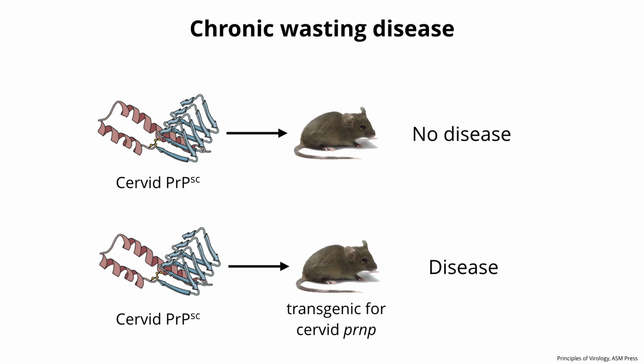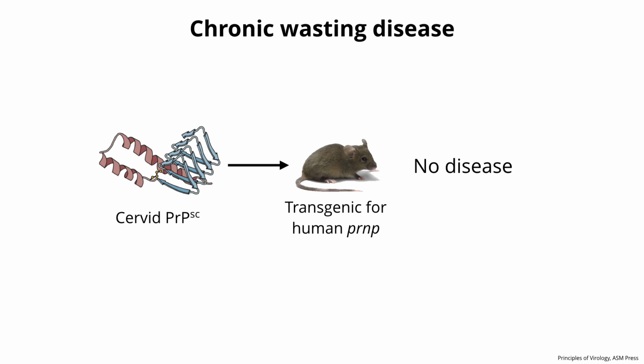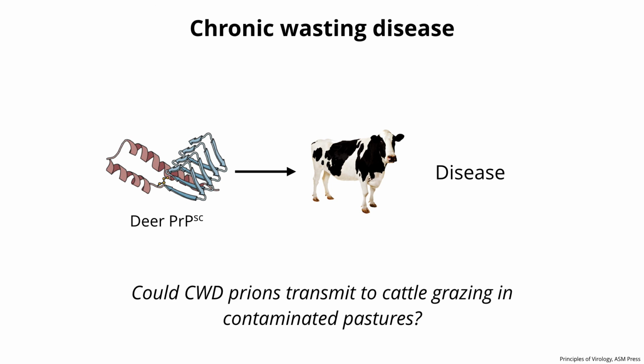So does chronic wasting disease have a broad host range? If you put cervid PrPSc into a mouse, no disease. But if you make the mouse transgenic for cervid PRNP and infect with PrPSc, you do get disease. So it looks like this has a narrow host range. However, if you take transgenic mice that have the human PRNP gene and infect them with PrPSc, no disease. So this sounds good, that cervid PrPSc should not be able to infect people. But of course, this is a mouse, and mice are not people, so you always have to worry about what could actually happen. Unfortunately, take deer PrPSc, infect a cow, you get disease.